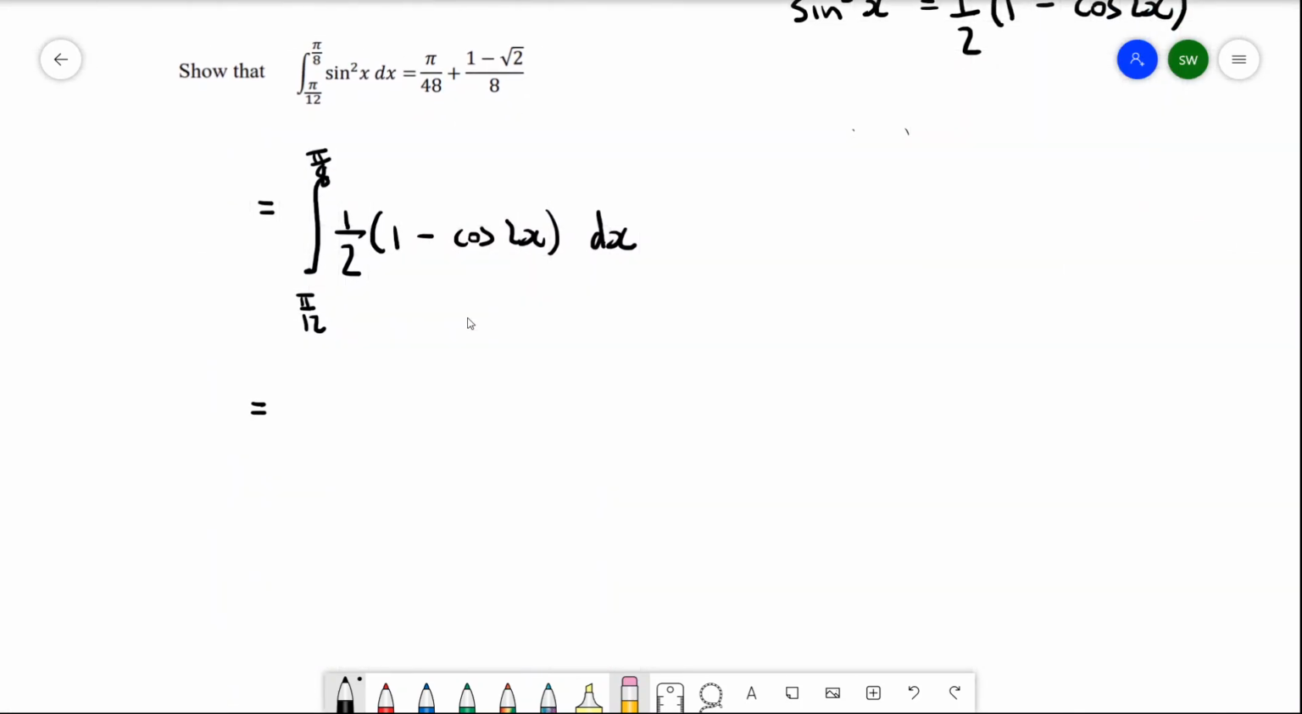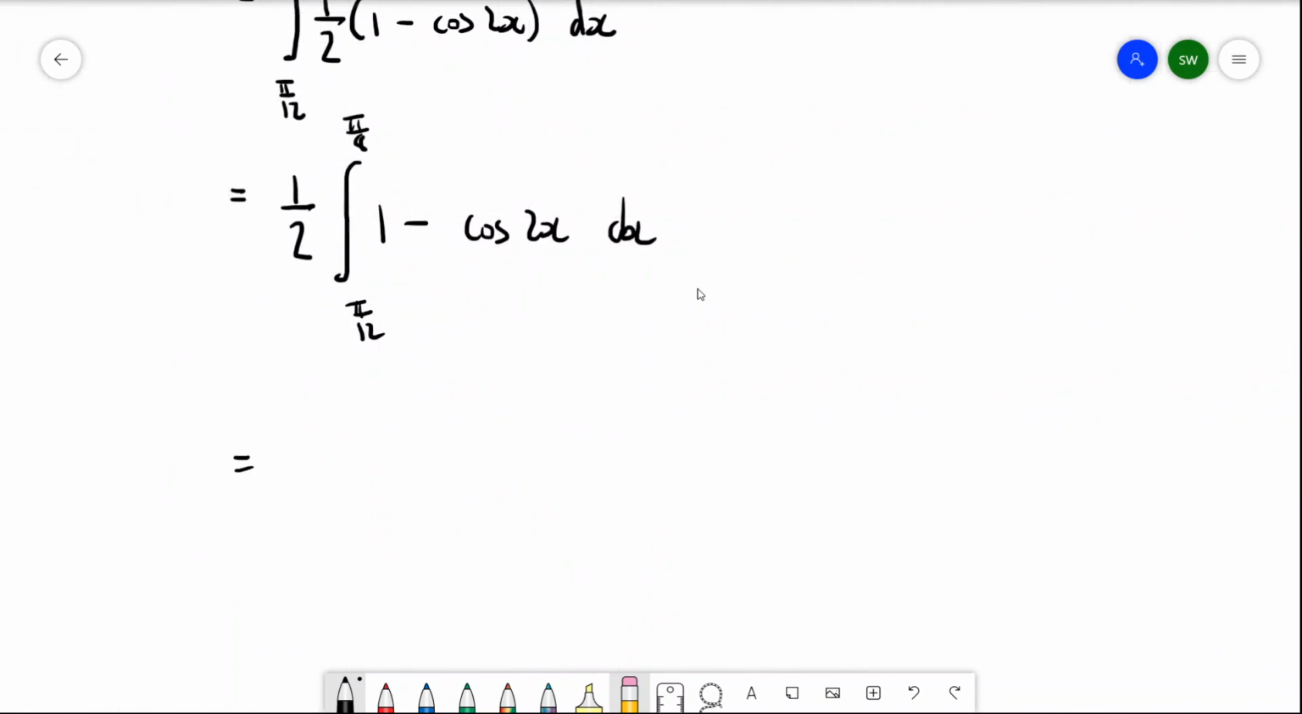So I'm going to multiply out this bracket. In fact, I'm going to take the half outside of the integral as a factor because we've got a half times by this bracket. So then we just have to try and integrate what's inside this bracket. So the integral of 1 is just x, so we're going to have a half, and then square brackets because now we're going to integrate.